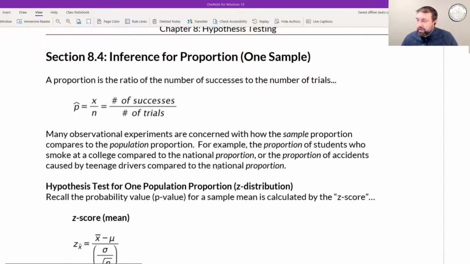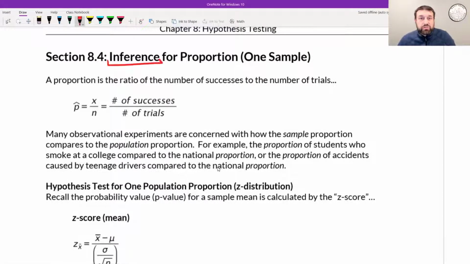This is 8.4. And we are once again talking about inference. So that means you are either going to reject or fail to reject a null hypothesis, right? We're going to make a hypothesis, a null hypothesis. We're going to have an alternative hypothesis, and then we're going to play king of the mountain. And we're going to see, does the null hypothesis remain king of the mountain, or does our alternative hypothesis reject the null, push it off, and become the new king of the mountain? That's the game that we're playing.